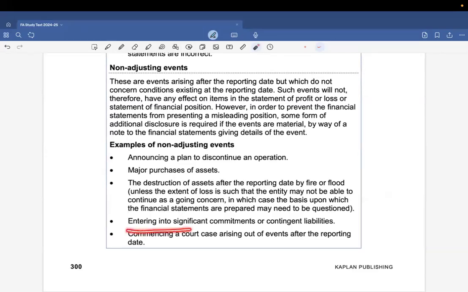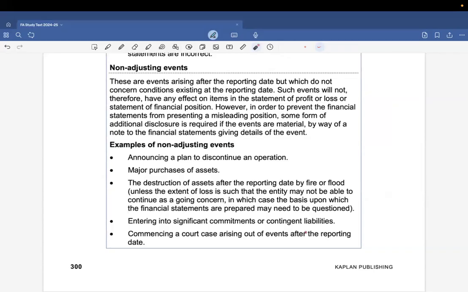Now, entering into significant commitments or contingent liability. When you enter into a significant commitment, or you have a big sale happening, or a big liability that is going to arise after the year end, it is not an adjusting event. You have to keep it as a non-adjusting event and give a disclosure note on it.